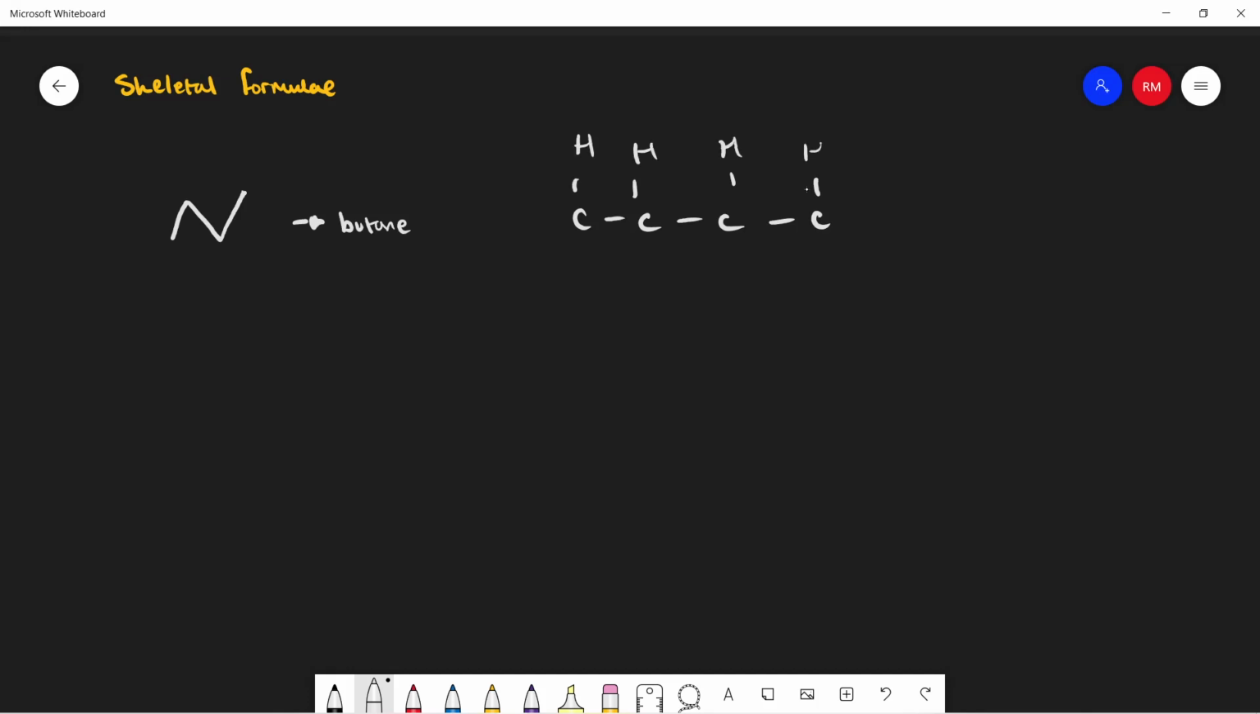I'm just going to draw in the hydrogens for you guys. So we can see the differences: this is skeletal formula and this is displayed formula. In displayed formula you can see all the hydrogens and all the carbons. In skeletal you can just see the points of the different carbons and the bonds here.